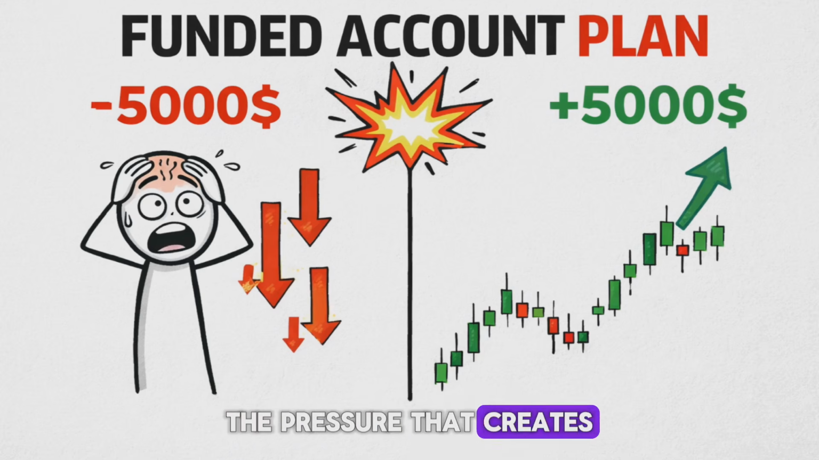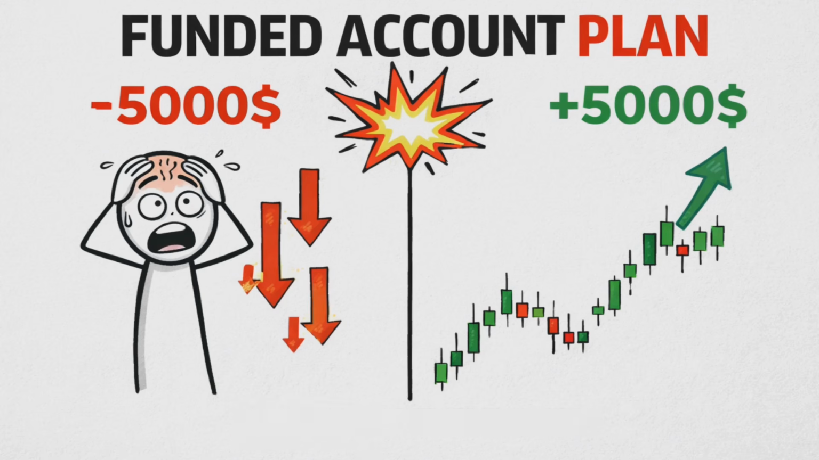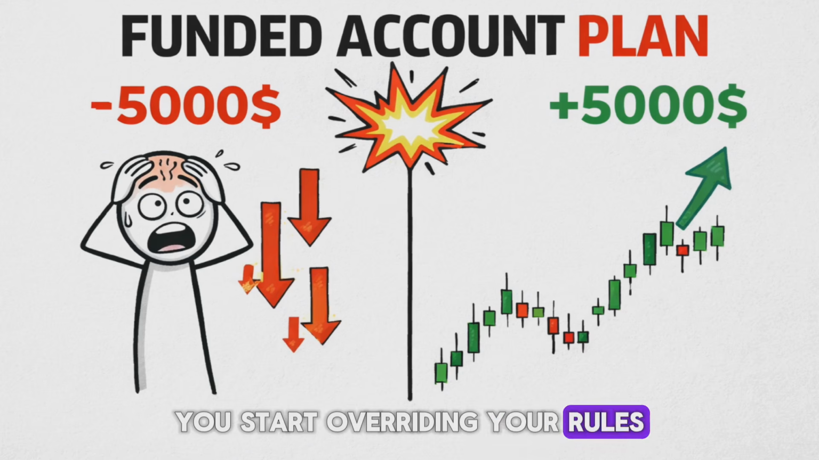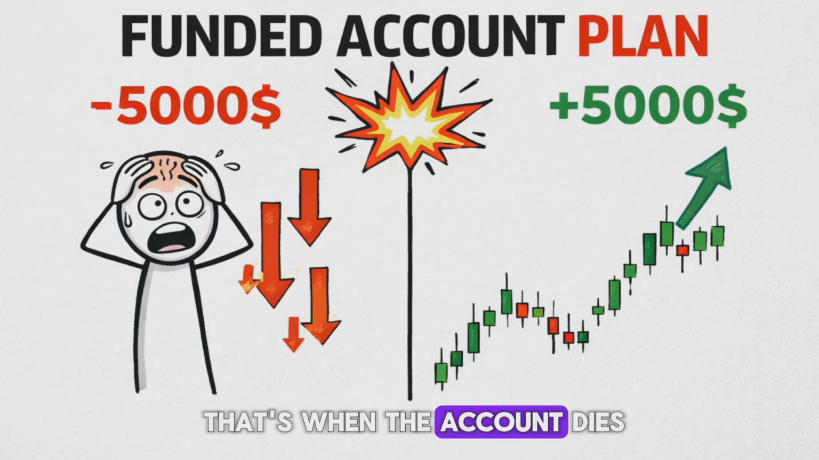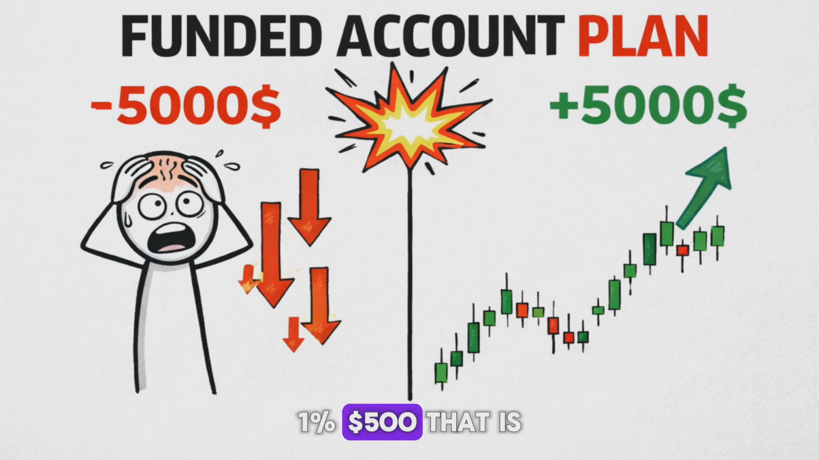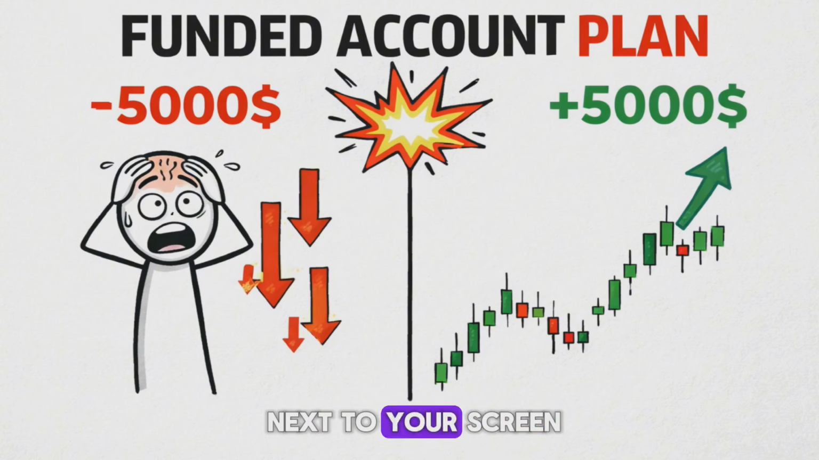The pressure that creates changes how you trade. You start overriding your rules. You start chasing, and that's when the account dies. 1%, $500. That is your unit. Write it on a card and put it next to your screen.